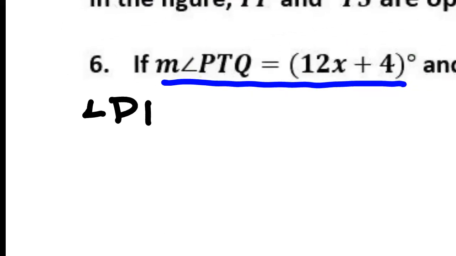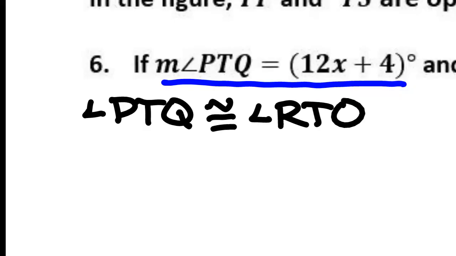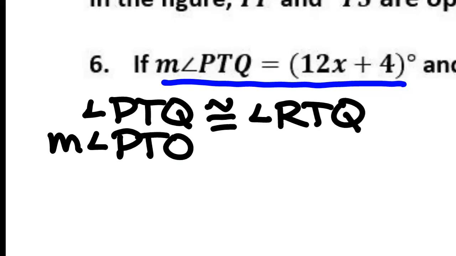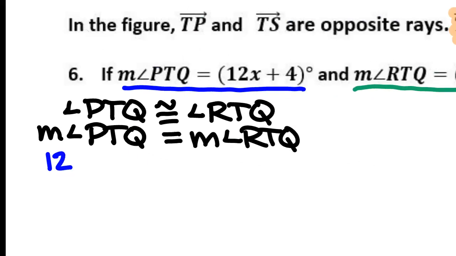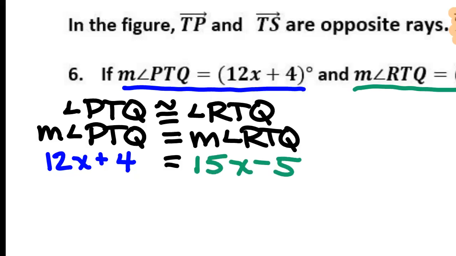Angle PTQ is congruent to angle RTQ. So the measurement of angle PTQ is equal to the measurement of angle RTQ. PTQ is 12x plus 4. RTQ is 15x minus 5.